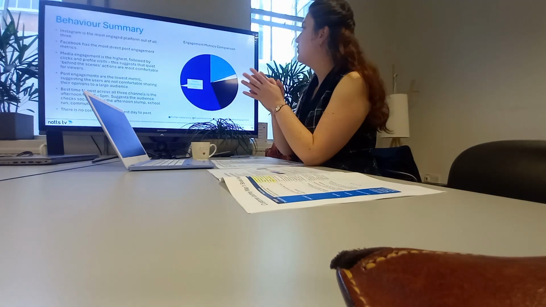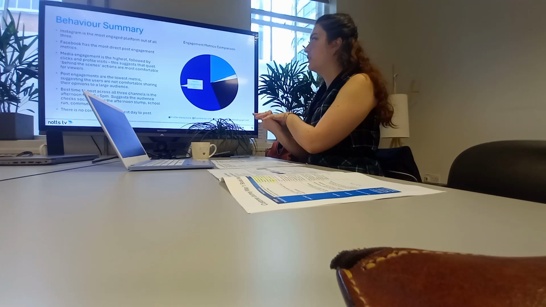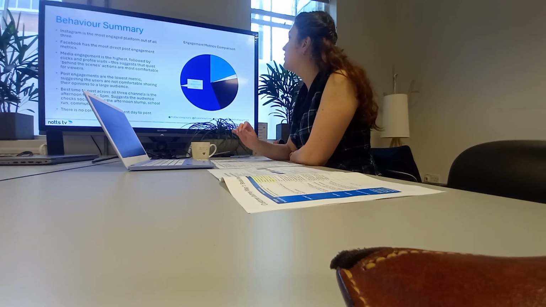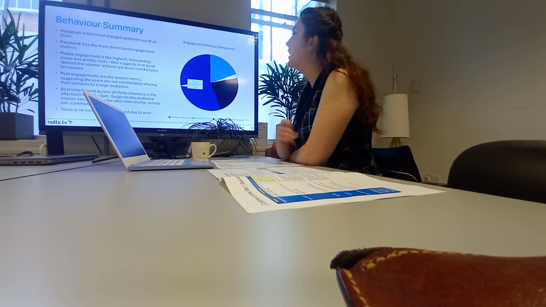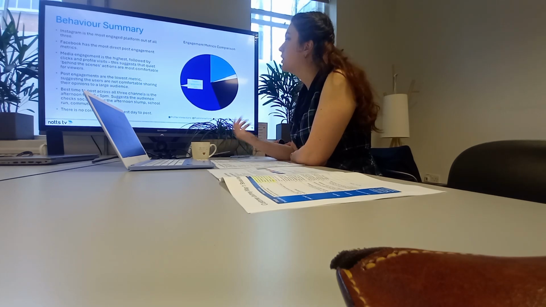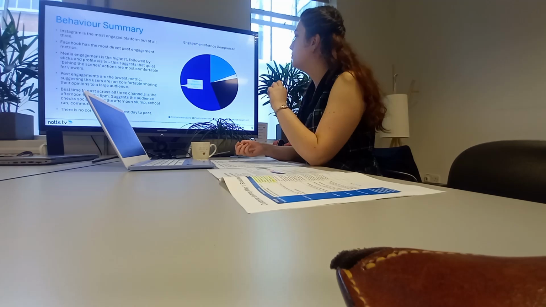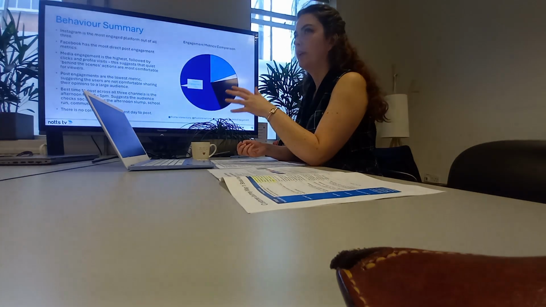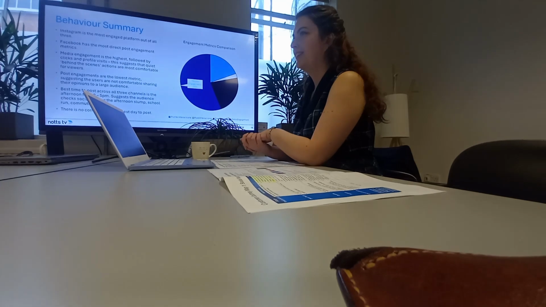Okay, great. So that brings me to behaviour summary. So Instagram is the most engaged platform out of all three. Facebook has the most direct post engagement metrics. Media engagement is the highest, followed by clicks and profile visits. This suggests that quiet, behind-the-scenes actions are most comfortable for viewers. So these are the people that will do anything apart from comment directly on your post.